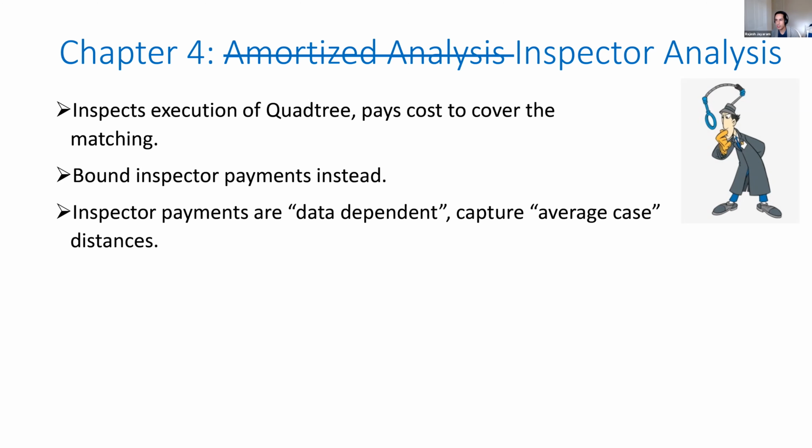The crucial difference here is that the inspector payments are going to be data dependent. The inspector will look at where the data goes and pay different costs depending on where the data goes, instead of a fixed cost for every level of the quadtree. The goal will be to capture some average case notion of distance between sets of points in the quadtree.